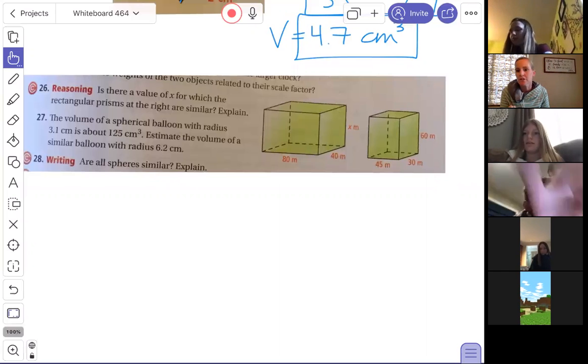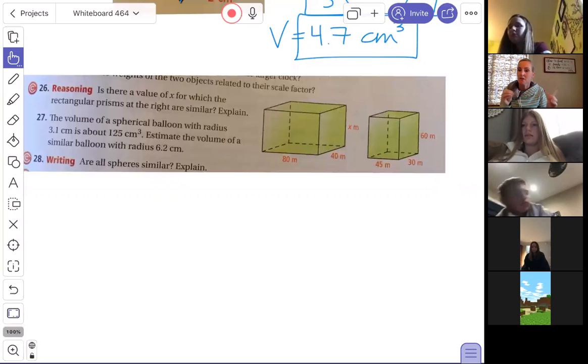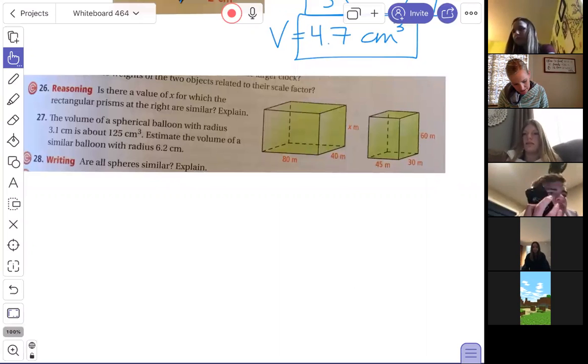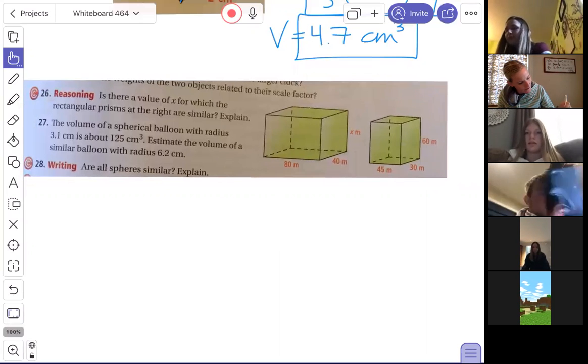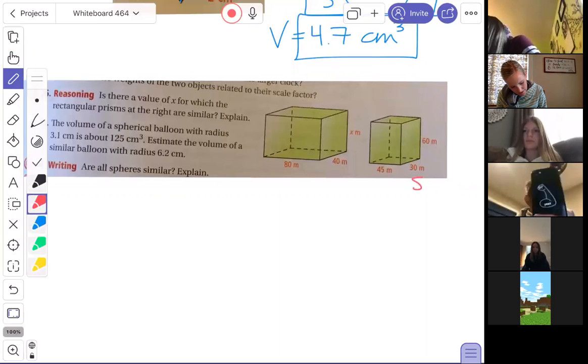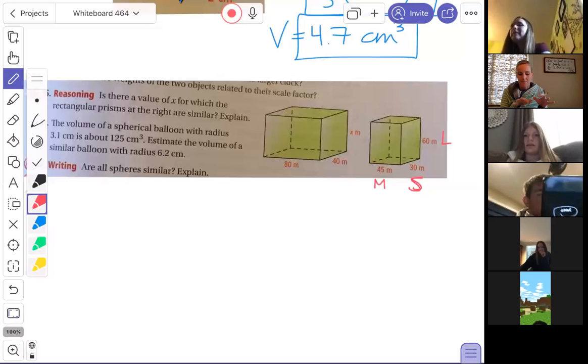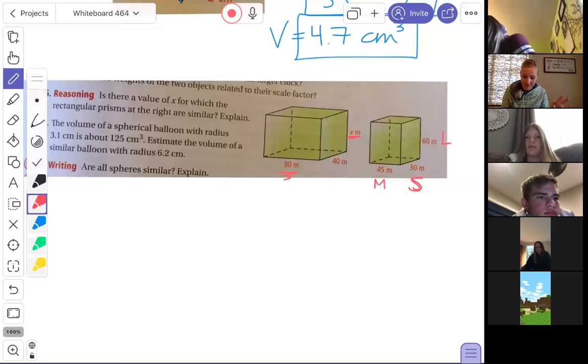Here's the deal. In order for figures to be similar, all of their sides have to be proportional. This is your smallest side, this is the medium length side, and then the largest side here. The 80 can't be linked to the 30. We don't know what this one is, so 80 might be the biggest, or it might be the middle. Based on visual, 80 looks the biggest, so I would try it as the biggest.